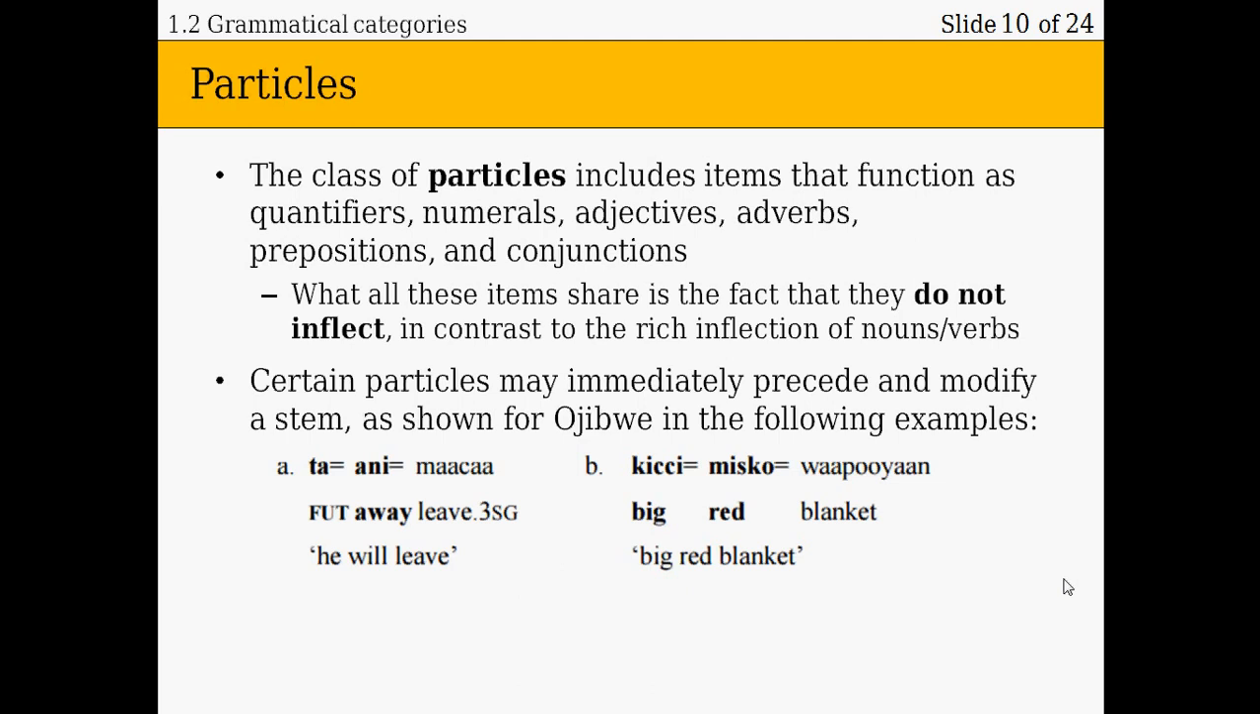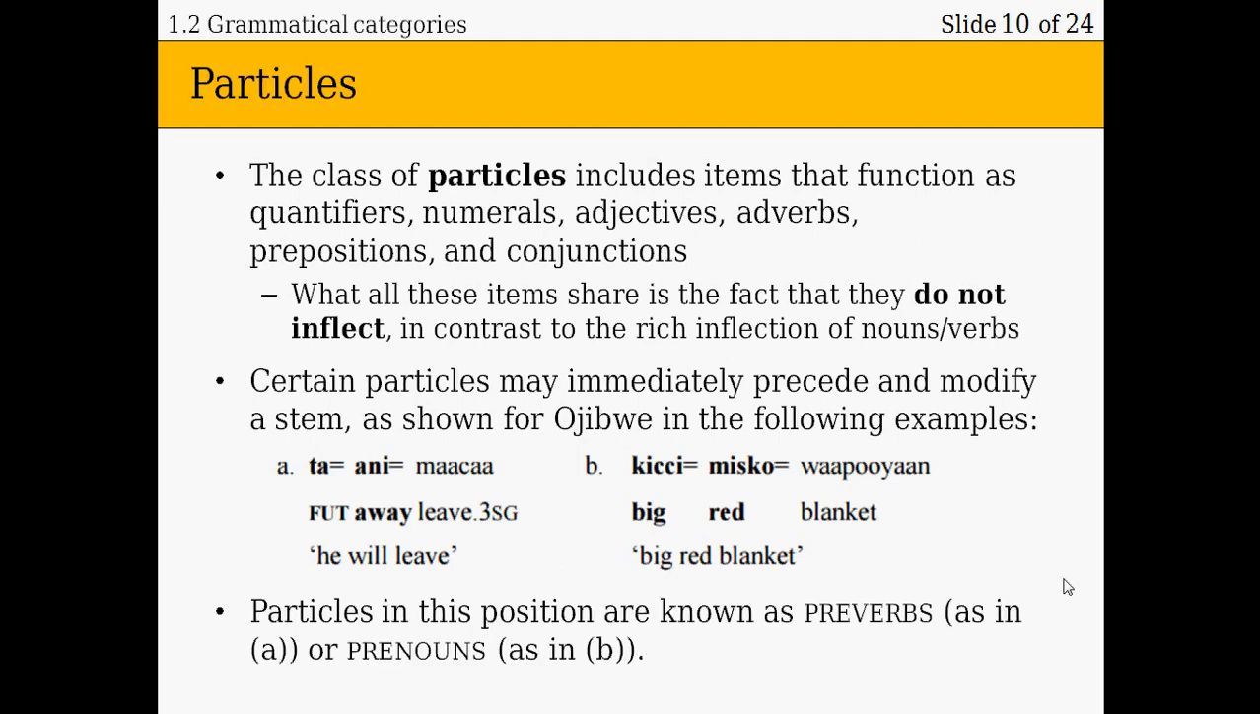The example in B is a noun, so waboyan is the blanket, and we've got two particles that occur immediately before it, gitche and misko, which mean big and red. So this is big red blanket. When particles are used in this position, very intimately connected to the following stem, they're known as preverbs when they precede a verb, or prenouns when they precede a noun. So you'll definitely come across the idea of preverbs in particular when we're talking about inflection of verbs in your language.